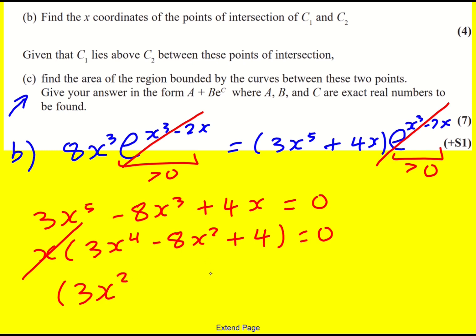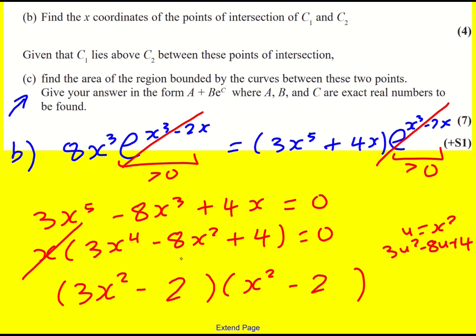If it's going to factorize, we're going to have a 3x squared term and an x squared term. In this hidden quadratic, you could, of course, let u equal x squared and create the quadratic 3u squared minus 8u plus 4, if that helps. But I'm just going to go straight for it and factorize in terms of x squared. I've got a plus 4, I've got a minus here, so they're going to have to both be minuses. And if we go with 2 and 2, that works. We get minus 6x squared minus 2x squared gives us minus 8x squared.